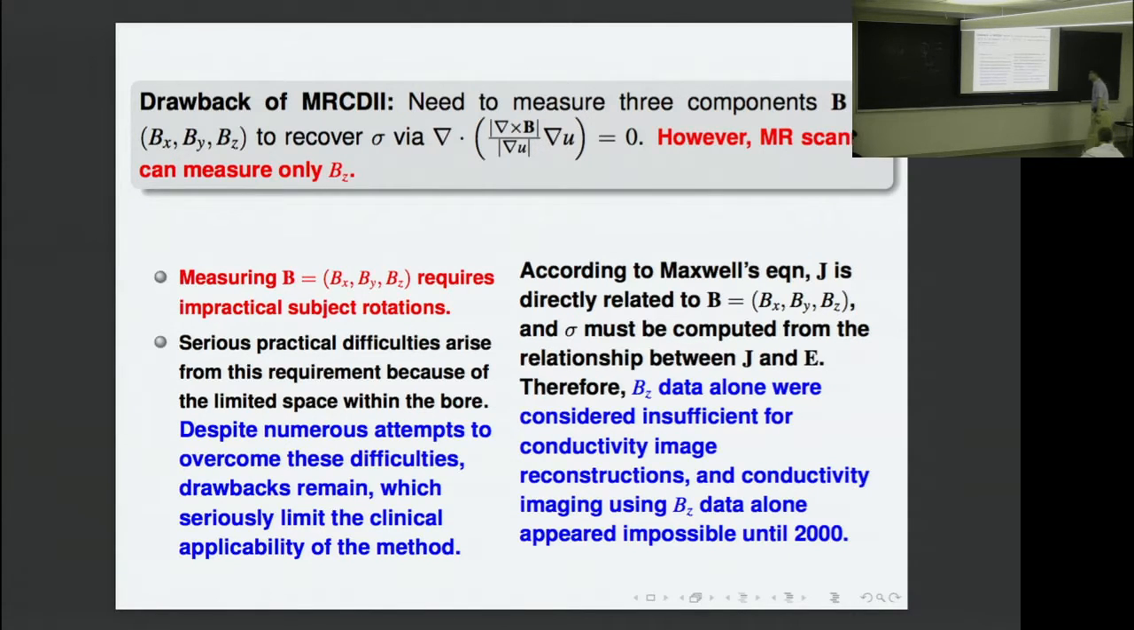Measuring this component requires impractical subject rotation, so you realize this is impractical. Many people said that with only Bz data, you may not be successful in providing the conductivity image. Everybody criticized me, and okay, you are correct.